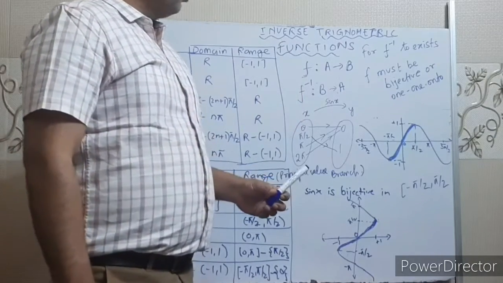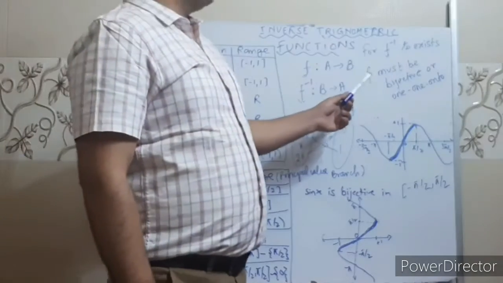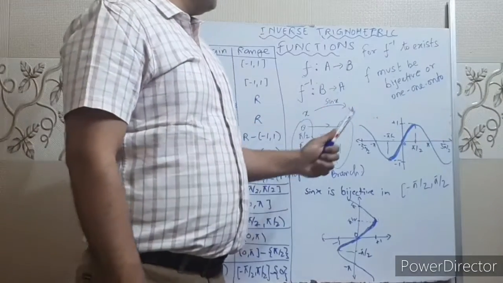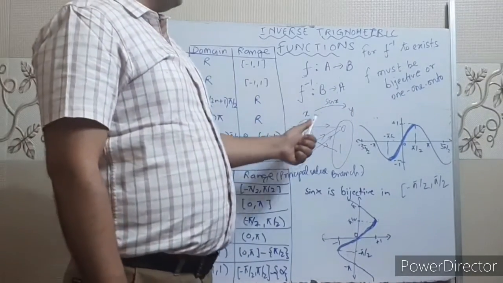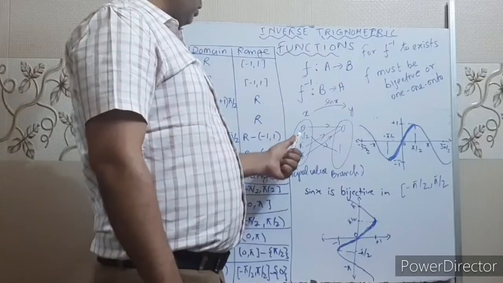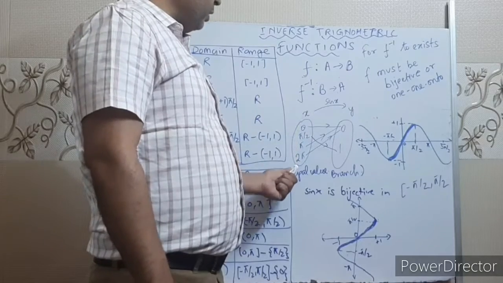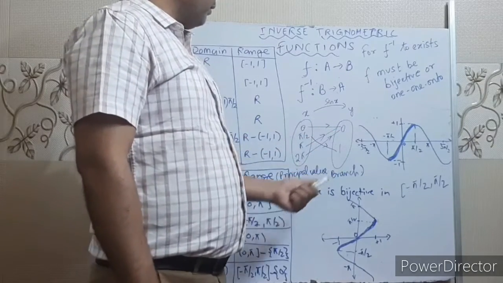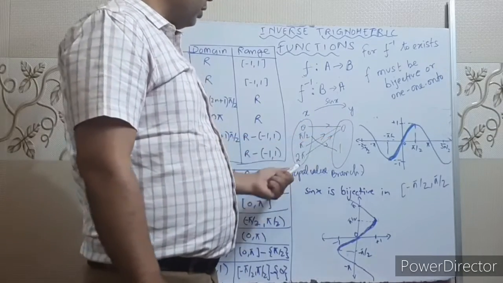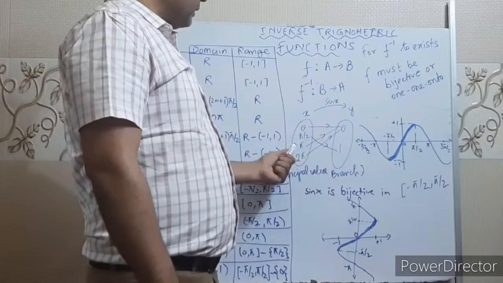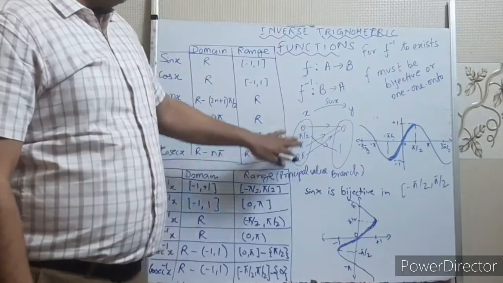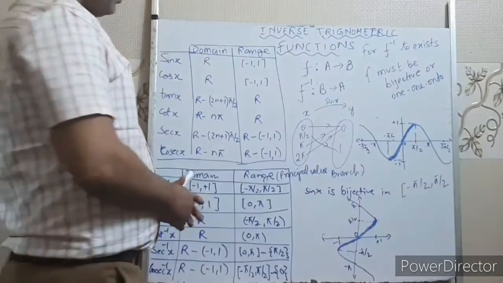So for the inverse to exist, the function must be bijective, or one-one and onto. Let's talk about the trigonometric function sine x. This is the domain and this is the value of the domain. Sine 0 is 0, sine pi by 2 is 1, sine pi is 0 and sine 2 pi is also 0. So this is a many-one function. You can see the graph also.